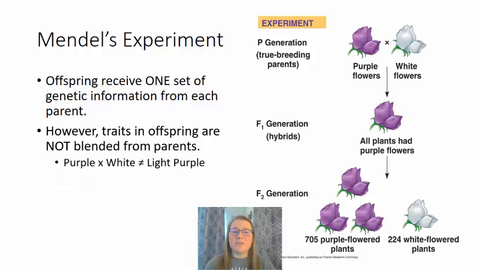And Mendel discovered that the offspring of a genetic cross are going to receive one set of genetic information from each parent. So one set from the mom, one set from the dad. But here's the thing. He discovered that these traits that the offspring receive are not actually a blend from their parents. So he thought that if I take a purple flower and I cross it with a white flower, that will produce a light purple or an in-between color. But that wasn't the case.